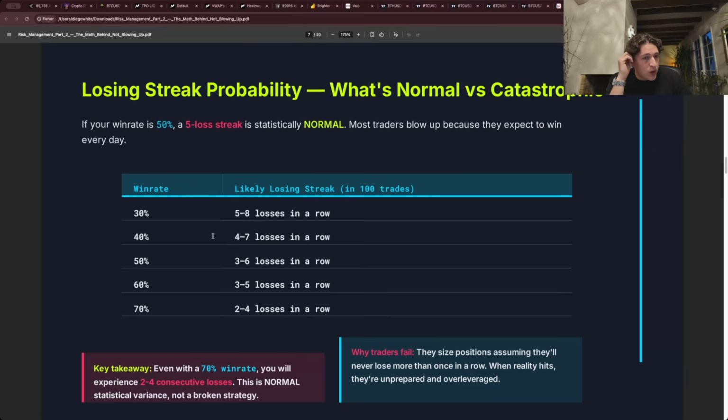And it depends on the win rate. If you have a very low win rate, like 30%, in 100 trades you will have 5 to 8 losses in a row. That's statistically proven, that's sure. Even if you have a 70% win rate, you can have up to 4 losses in a row, based on mathematics, based on probabilities.